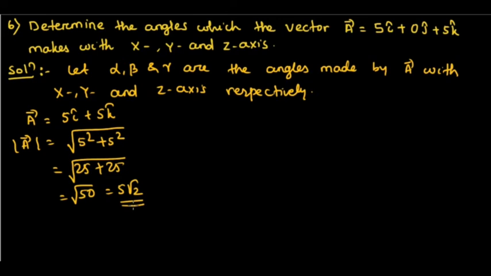And if we want to find the angle between a vector and x axis, we have to define a vector along x axis. You know what i cap is? I cap is the unit vector along x axis.